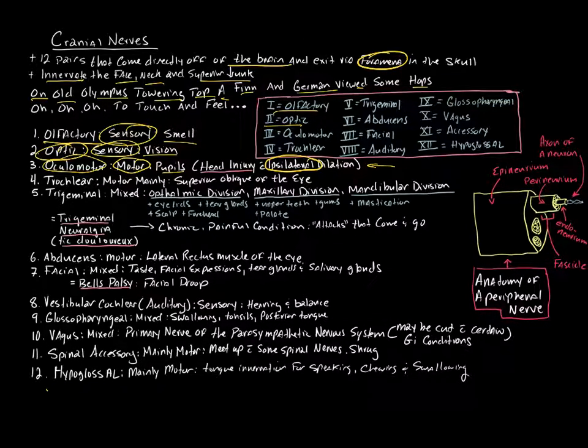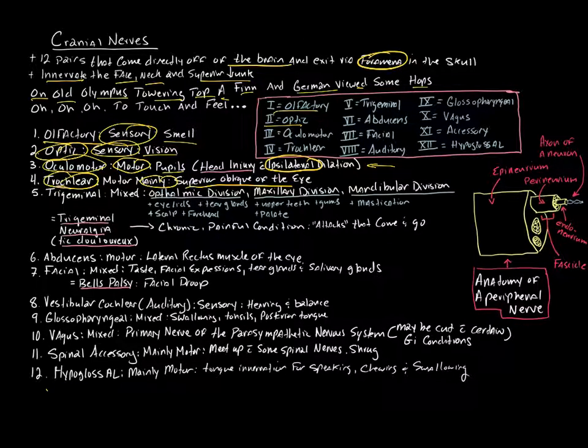The next one, cranial nerve number 4, is the trochlear nerve. This is mainly motor, and this innervates the superior oblique muscle of the eye, so this is involved in motion of the eye itself. Okay?